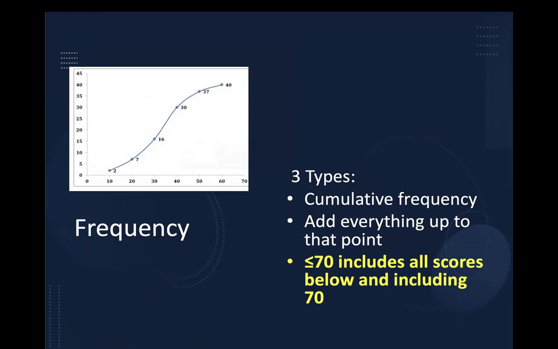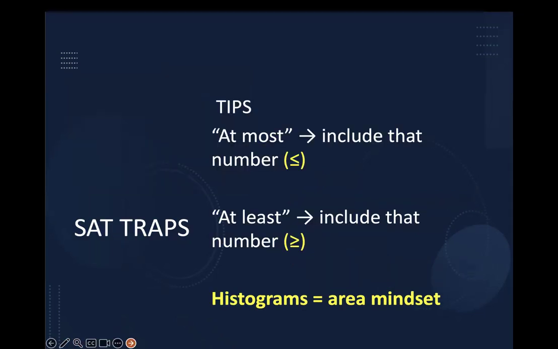Frequency, cumulative. As you go, you add on. You start with 1, the next one 2. So the interval is 2, but the actual number is going to be 3 because you keep on adding on based on what you have already. So you add everything as you go, right? The key is when they give you this inequality, like less than or equal to 70%, that means include all the scores below and including 70. So watch for that. Those are the things that the SAT can trap you on.